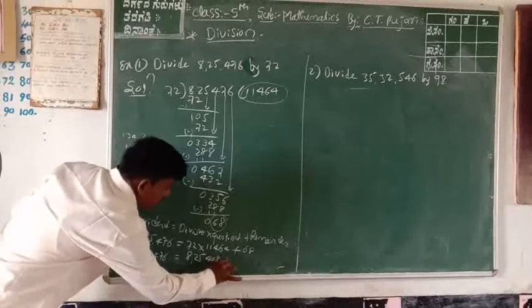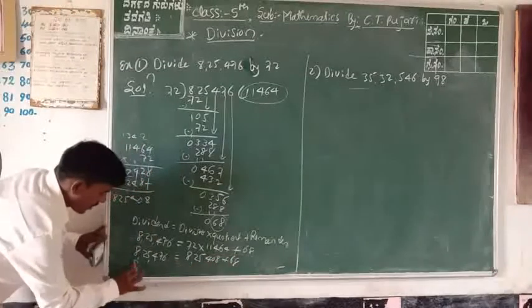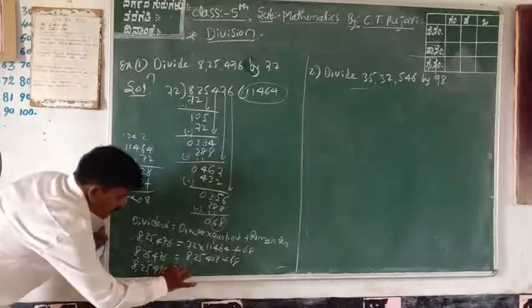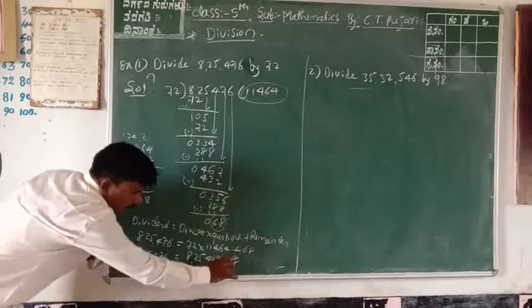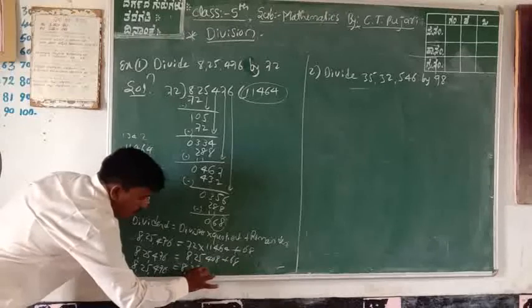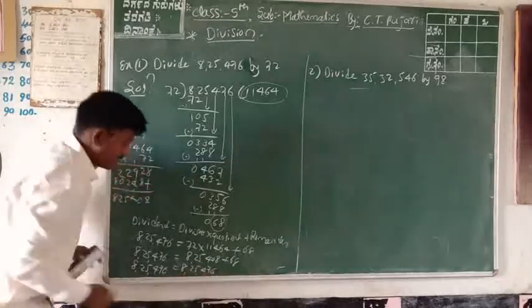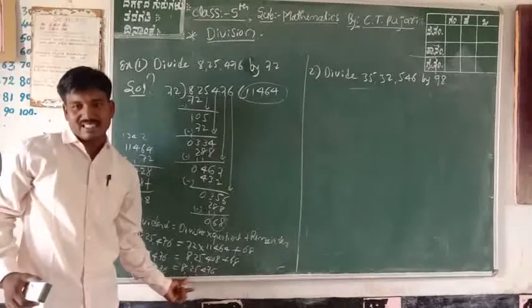Therefore 8,25,408 plus 68 is 8,25,476. Again, this is the two addition. LHS is equal to RHS.